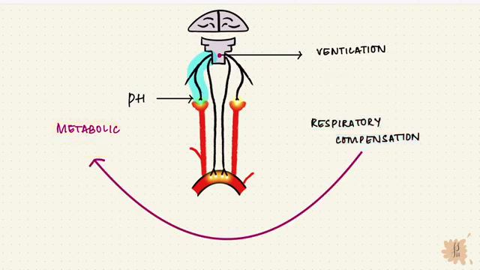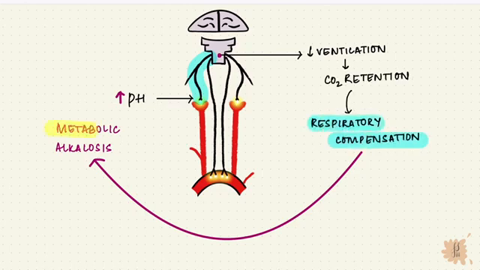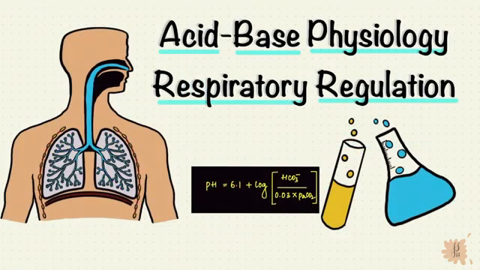Similarly, in metabolic alkalosis, when the pH is high, they reduce ventilation, so the body retains carbon dioxide and lowers the pH towards normal. And that is respiratory compensation for metabolic alkalosis. So that is how the lungs regulate acid-base balance.